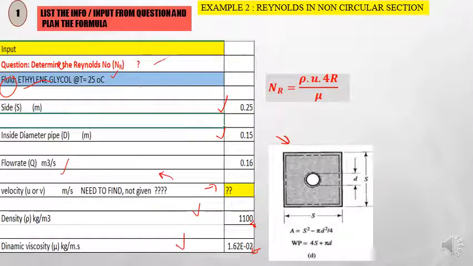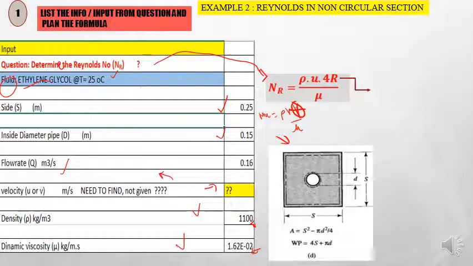Definitely we have to use this formula. If you can see here, we have a new additional parameter, because for the normal circular section the Reynolds number is rho V d divided by mu. But for the non-circular section, this term is replaced by 4R here. So let's plan our formula. Definitely we need to know R, which is the hydraulic radius for this shape.